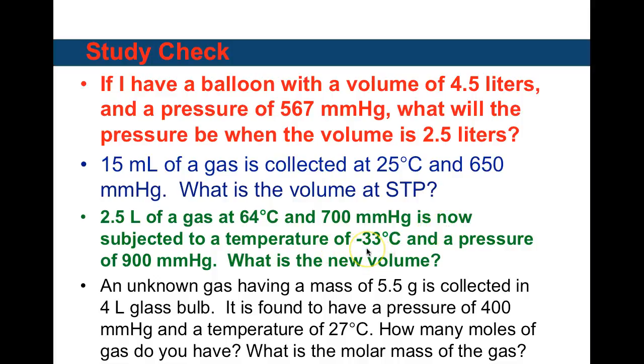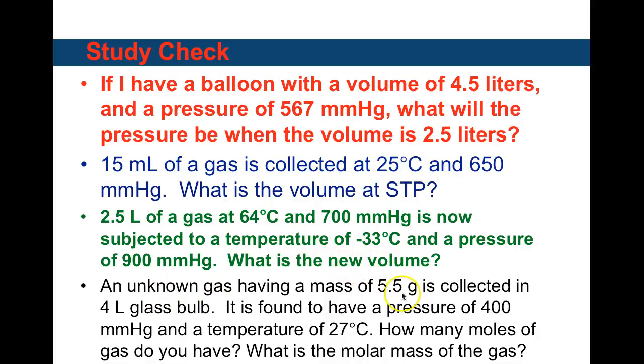2.5 liters of a gas at 64 degrees centigrade and 700 millimeters of mercury is now subjected to a temperature of negative 33 degrees centigrade and a pressure of 900 millimeters of mercury. What is the new volume? Again, you're going to use the combined gas law formula here as well and solve for V2.